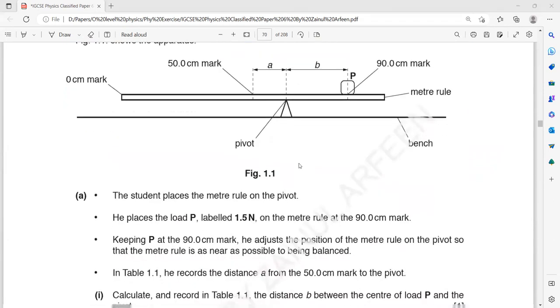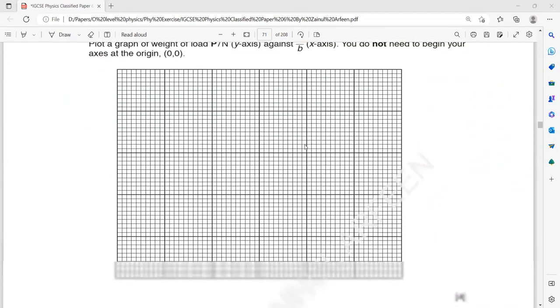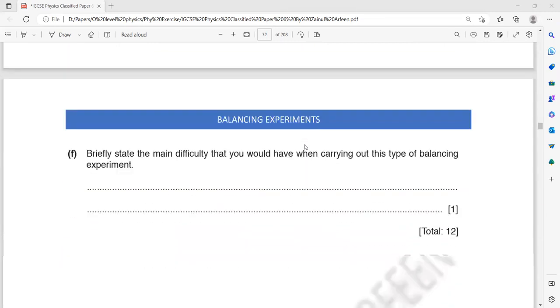So we always estimate the position before starting our experiment to have an idea which one is heavier and which one is lighter.